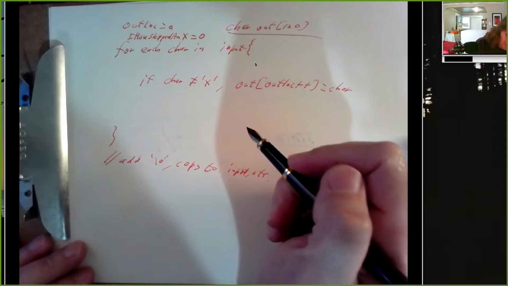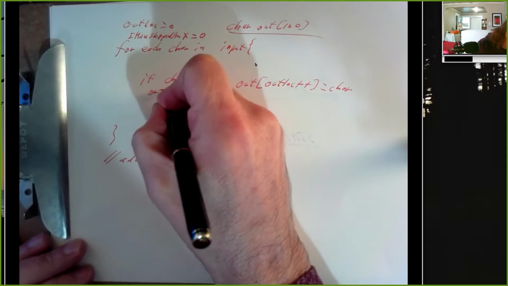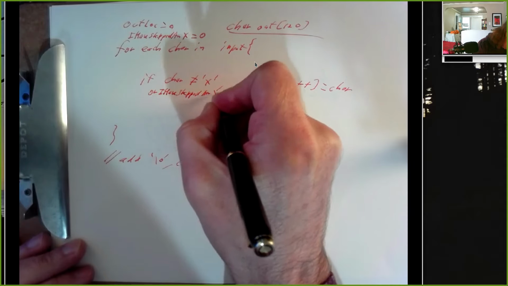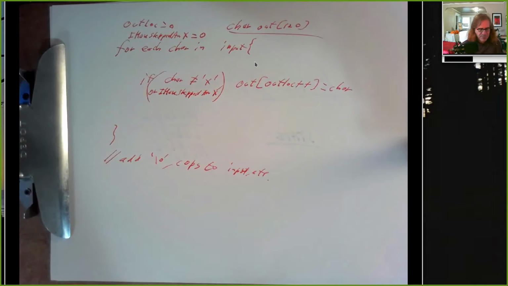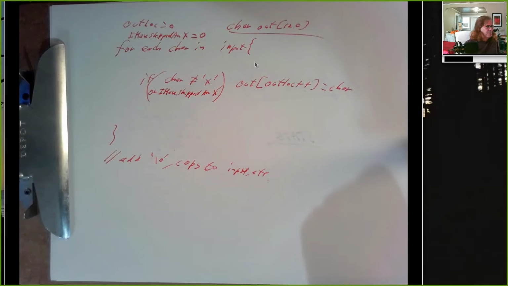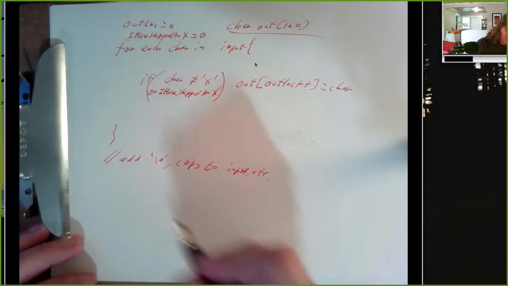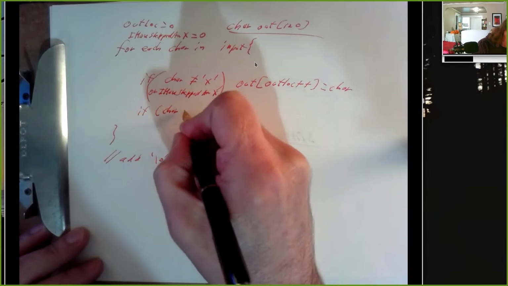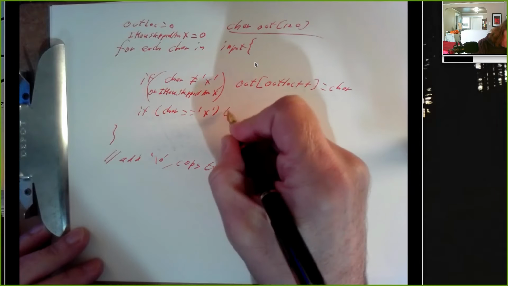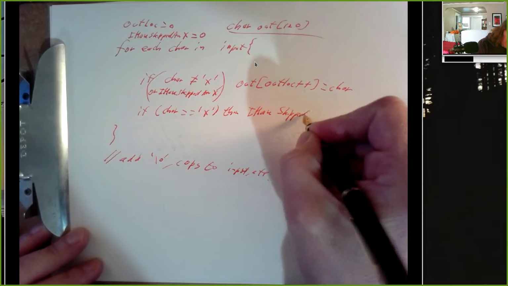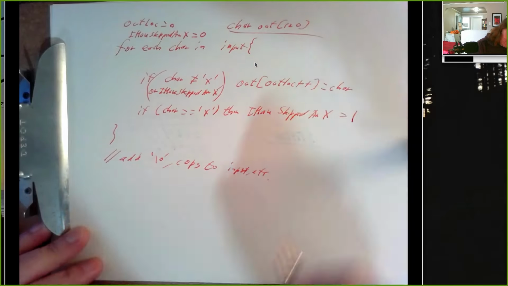So if character is not equal to X, or I have skipped an X, in either of those cases, I'm going to copy my character to my output string. And then the only other thing I need to do is make note of the fact that I've skipped an X. So if character equals X, then I have skipped an X equals 1. I'll set that flag.